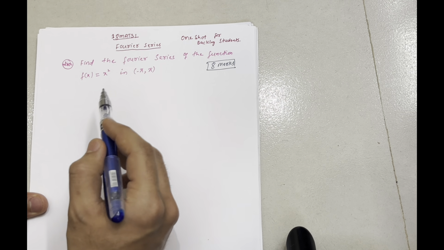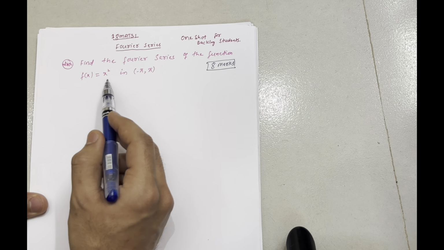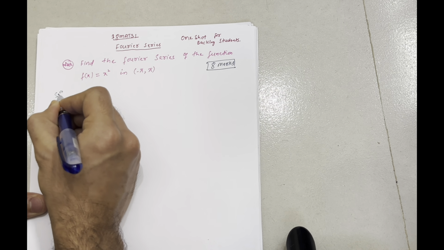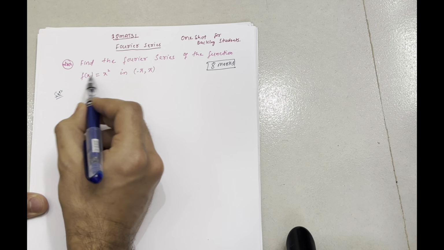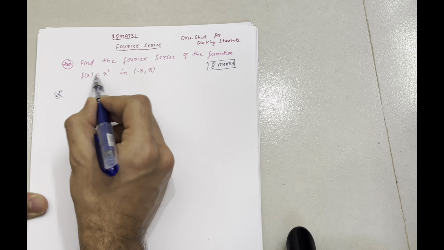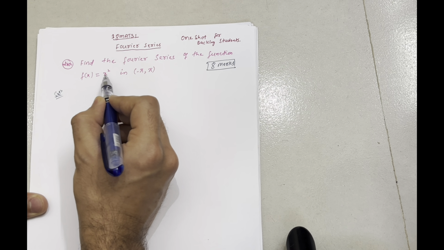How to check whether this function is even or odd? Let me do this over here. In the solution I can write down, first of all we have to check if this function is even or odd. So instead of x you have to put minus x. If we are getting f of x as positive, then we can say that the function is even. If we are getting negative, then we can say that the function is odd.